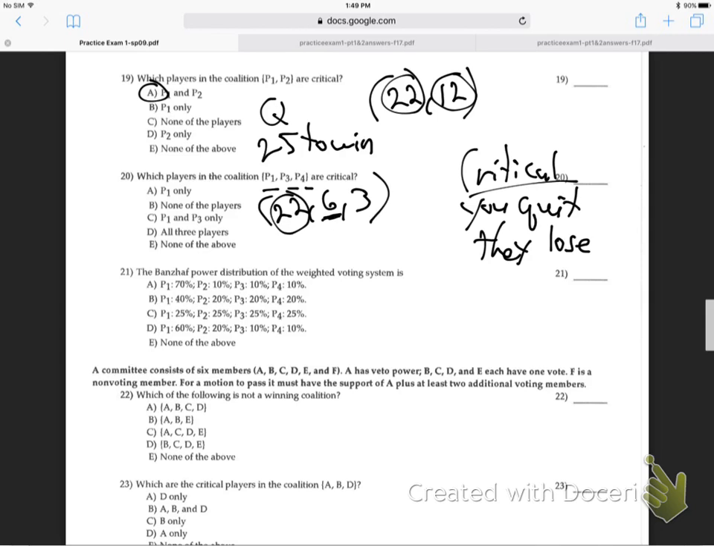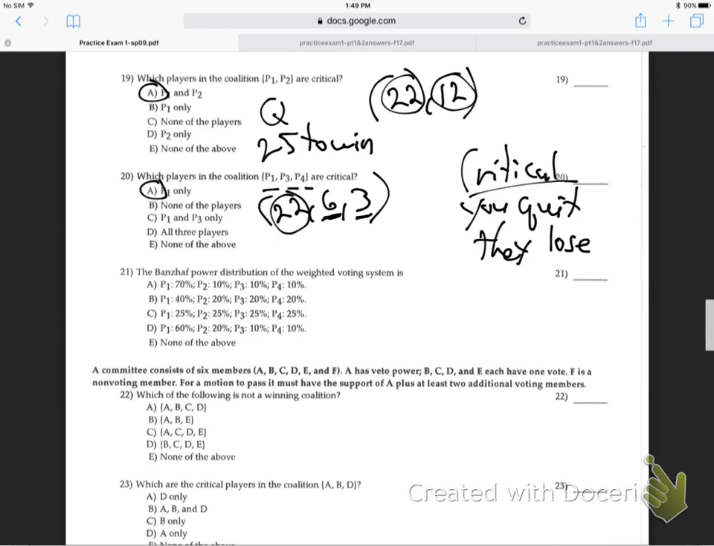If the 6 drops out, 22 and 3 still have enough, huh? They don't lose. So 6 isn't critical. They don't have to have 6. He could drop out. They're still okay. And, of course, therefore, the 3 is not critical either. Once you get not critical, anybody below that is also not critical. So only the 22, only player 1, P1 only. Good?